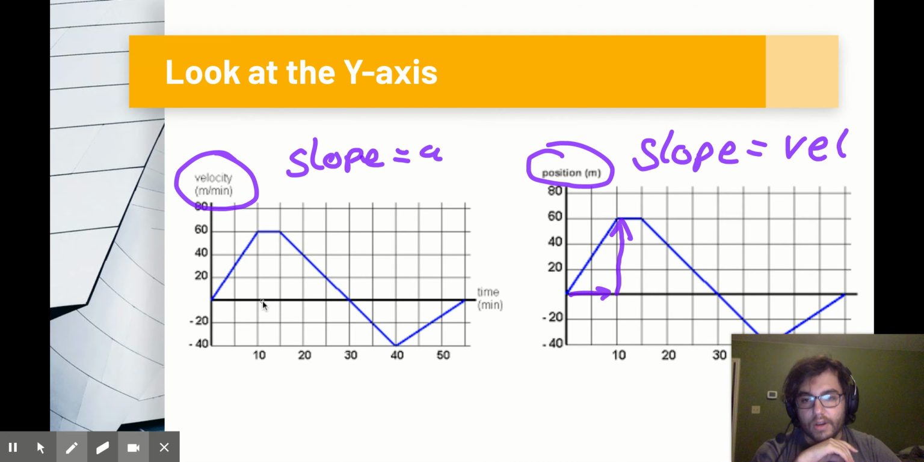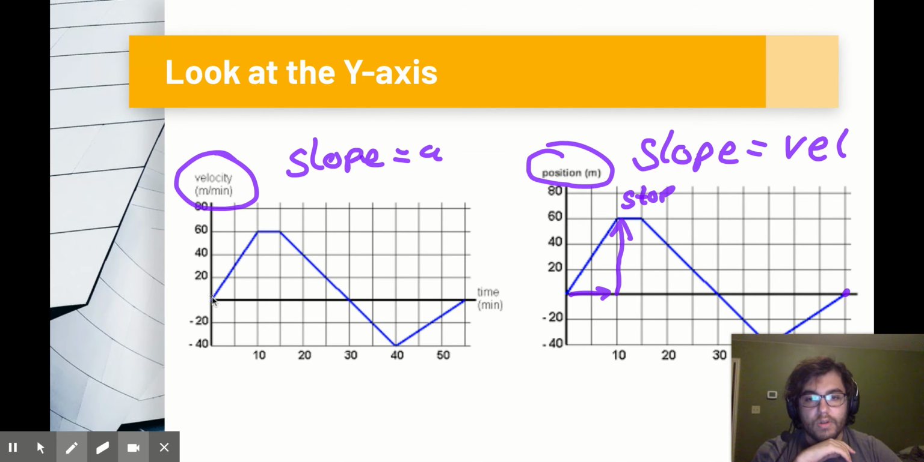Last thing to note, make sure that you understand what these graphs are telling you if you're to do it in the real world. Here, this is saying someone is moving away to a spot 60 meters away from where they originally started. They stop for a bit, and then they walk back to the origin and keep going, and then they turn around and end up right where they started.